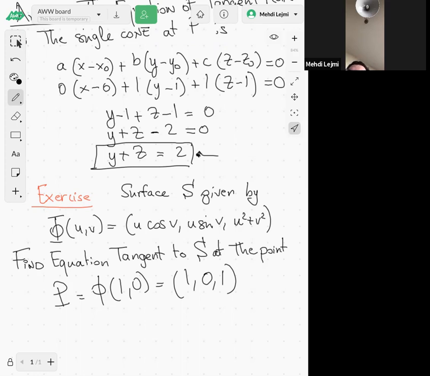A concrete example of a surface, of course, would be Earth, right? The Earth is a surface. I mean, we are living on the surface, right? That's the Earth. That's a two-dimensional space. Okay.